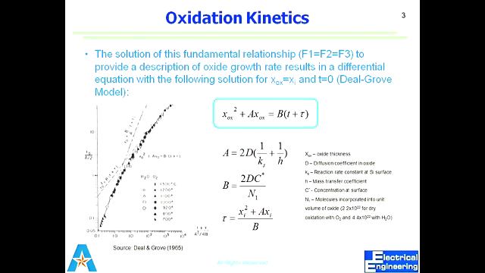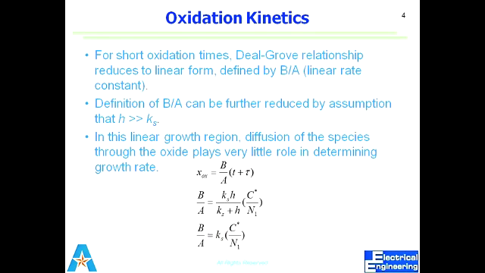So this is linear growth and this is parabolic growth. It means that, with the Deal-Grove relationship, you can now understand the next two slides. For short oxidation times, the Deal-Grove relationship reduces to the linear form, defined by B over A. This is actually the linear rate constant.